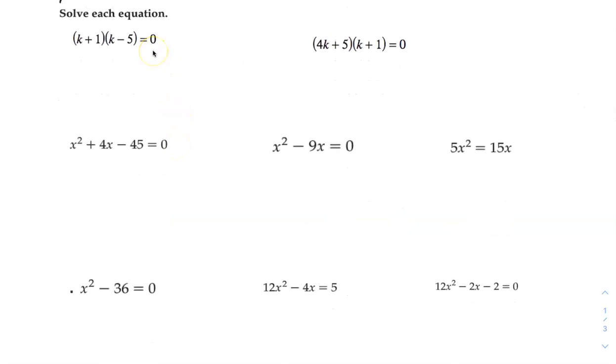So look at this one. Already set equal to 0, how nice. It's already factored for us, how nice. All we got to do now is split it. Like this is my A and B. So you go k plus 1 equals 0, or k minus 5 equals 0. So k equals -1 to solve that, or k equals 5.